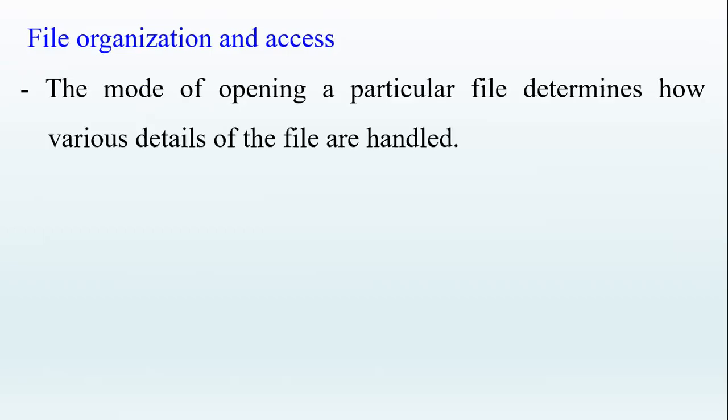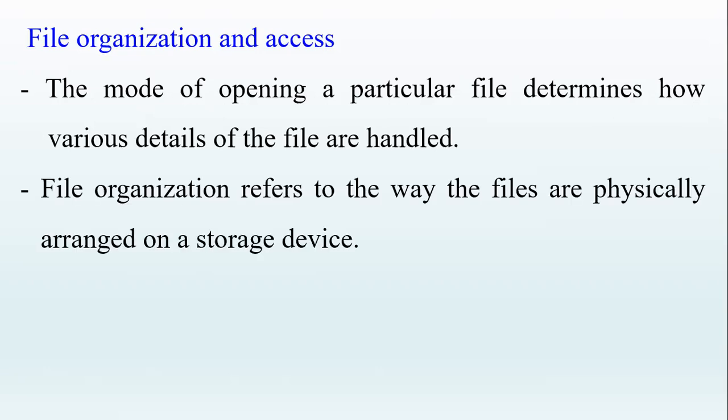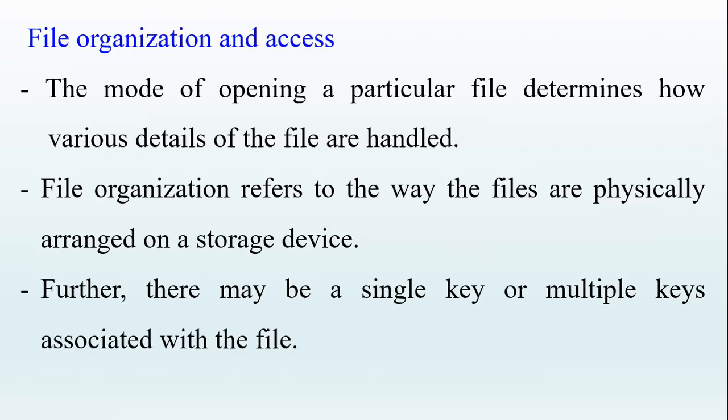So how is the content organized in files? Let's look at file organization and access. The mode of opening a particular file determines how various details of the file are handled. File organization, therefore, refers to the way in which files are physically arranged on a storage device. Further, there may be a single key or multiple keys associated with the file.